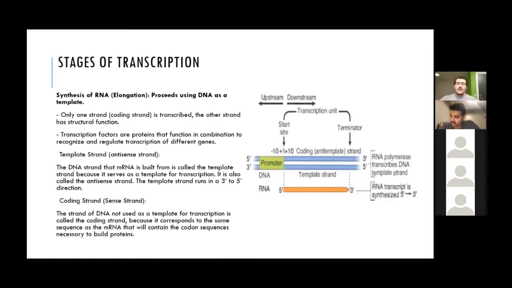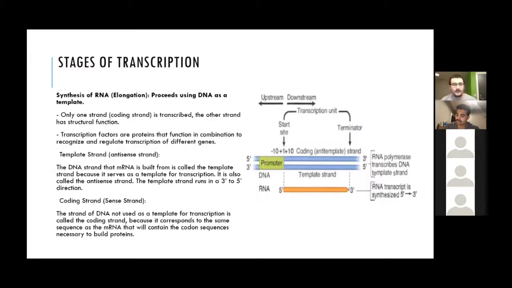So the coding strand doesn't get transcribed, and it has the same sequence and direction as the RNA that's getting transcribed. The template strand is the strand that is used for the transcription process. It has the opposite orientation and the opposite sequence to the RNA strand that's getting transcribed.